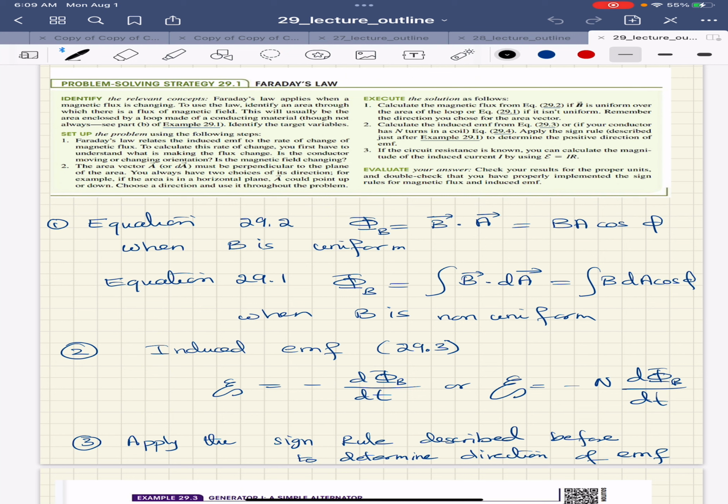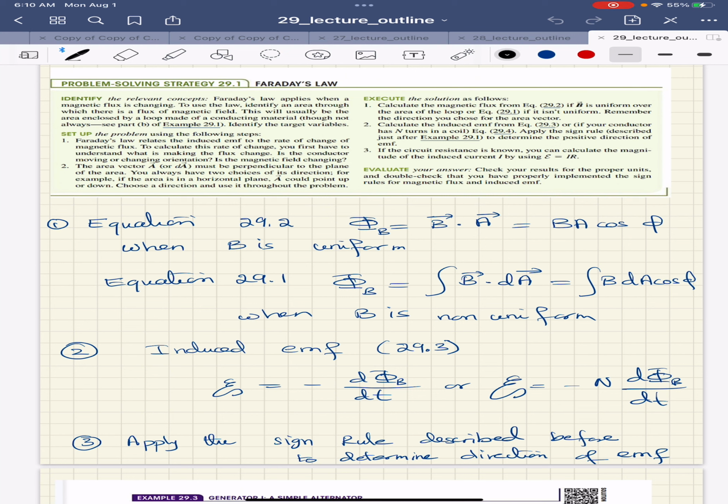The magnetic flux has to do with phi times the area times the cosine of the angle, and based on how much change we have, or in what direction this change is, the EMF is going to be determined. Now, to calculate this rate of change, you first have to understand what is making the flux change. Is it the conductor moving towards or moving away?